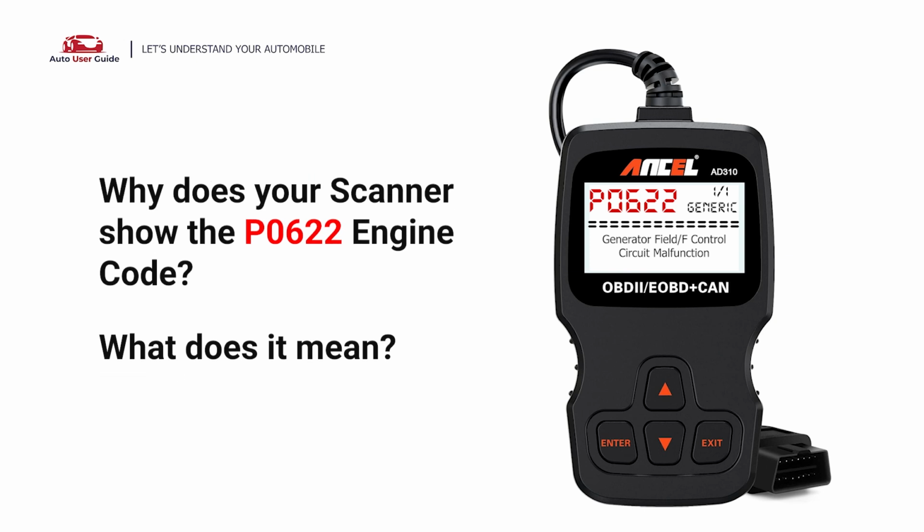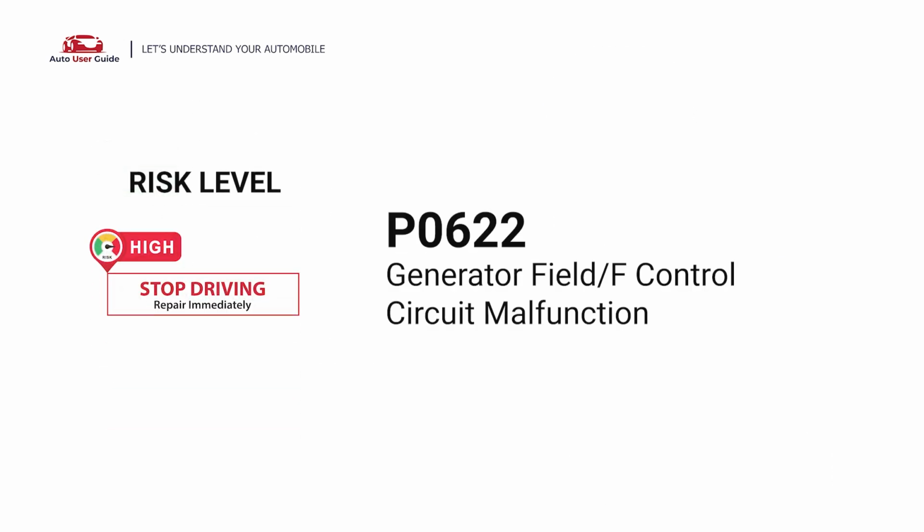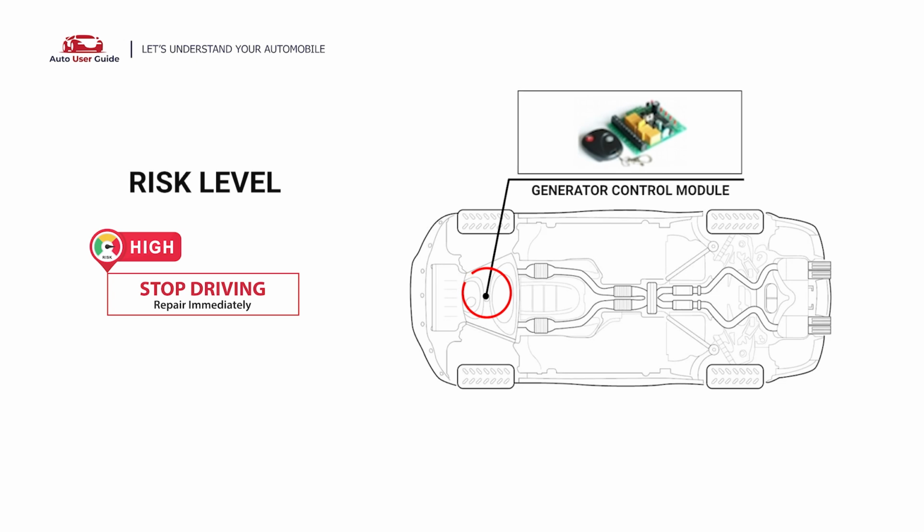Why does your scanner show the P0622 engine code? What does it mean? P0622 is a diagnostic trouble code for generator field or F-control circuit malfunction. It indicates that the PCM has detected a malfunction with the generator field coil control circuit. Under this circumstance, stop driving and repair your vehicle immediately.